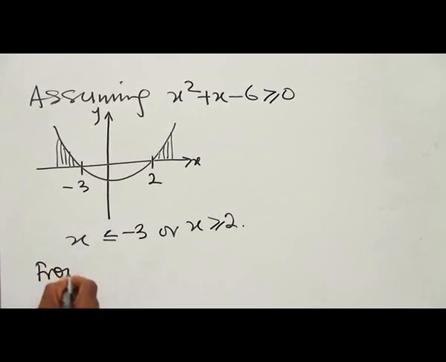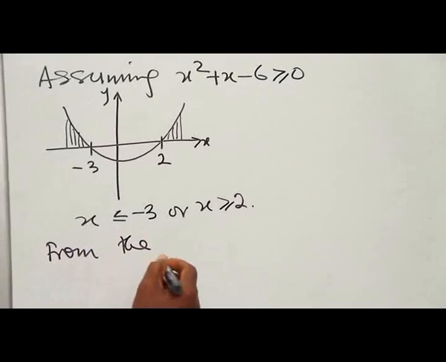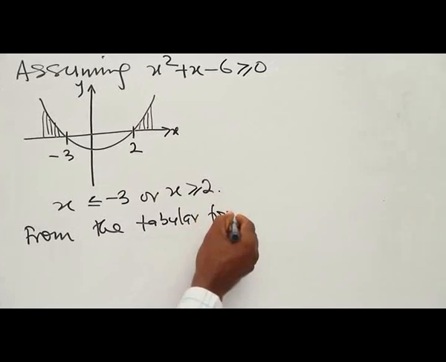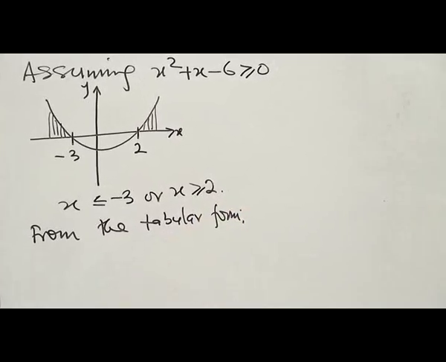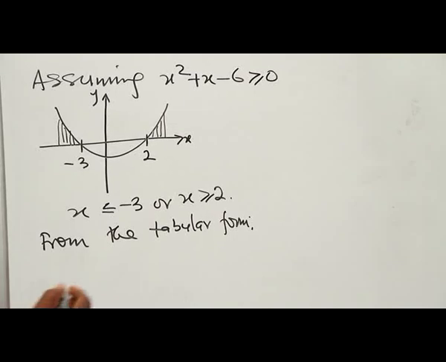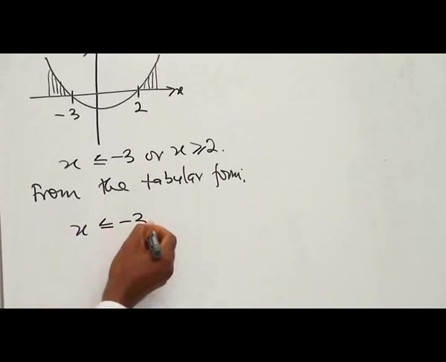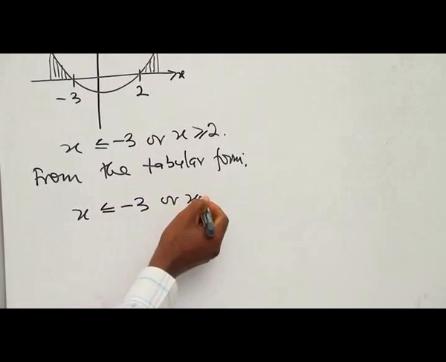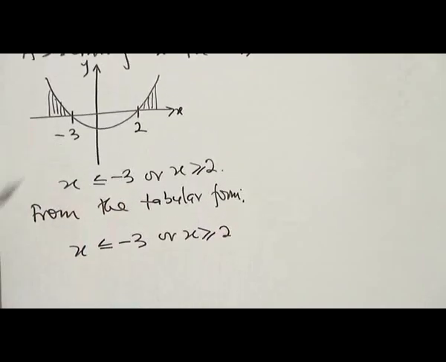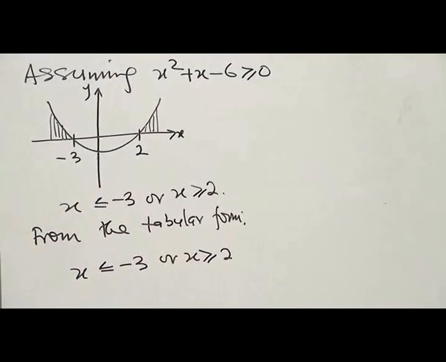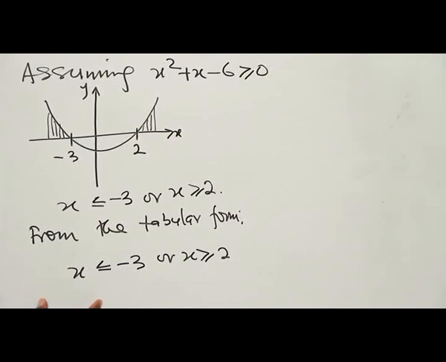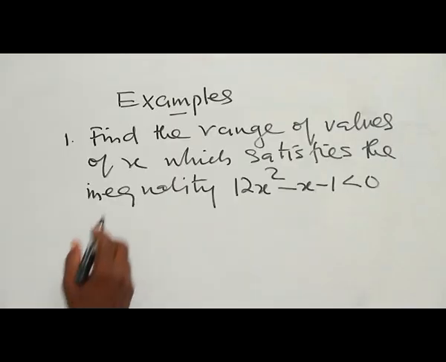Then from the chart, if you look at the tabular form, the area that is positive is s less than or equal to minus 3, or s greater than or equal to 2, which agrees with the first solution. So any of this method can be used to find the region where the solution lies in a quadratic inequality. Let's take an example.